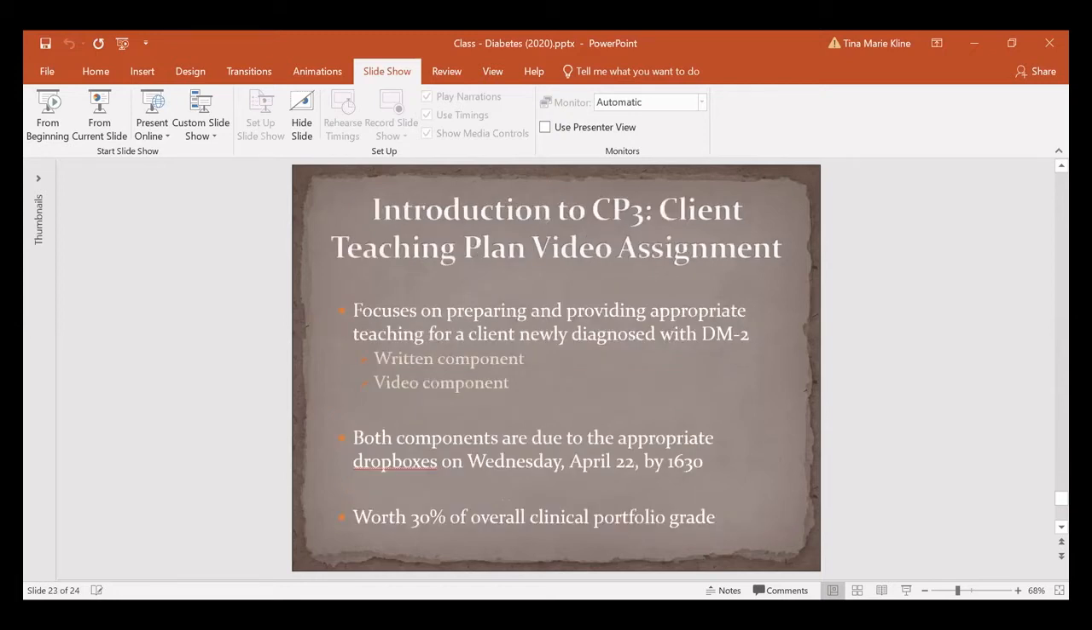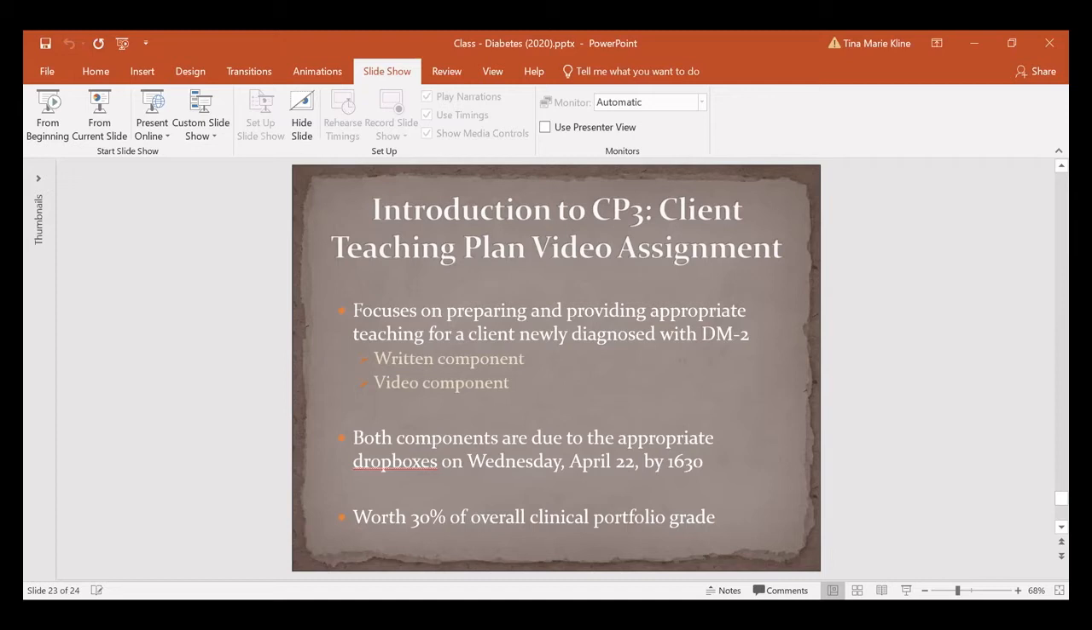That kind of leads me into CP3. So this is a client teaching plan. It's a video assignment. I know some of you have already looked at the instructions. Some of you have actually already signed up for a topic. So that's cool. I'm glad you did that. But this project is basically focusing on preparing and providing teaching for a client that is newly diagnosed with diabetes. And there's two components. There's a written component, which basically helps you plan out what you're going to do. And then there's the video component where you're actually going to teach the patient.